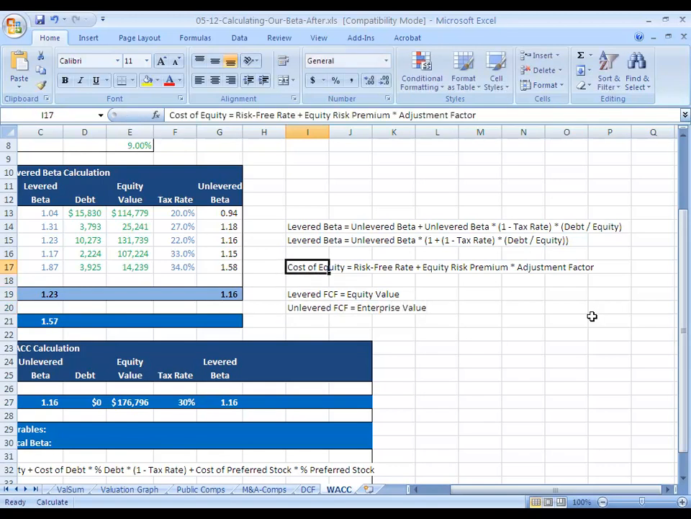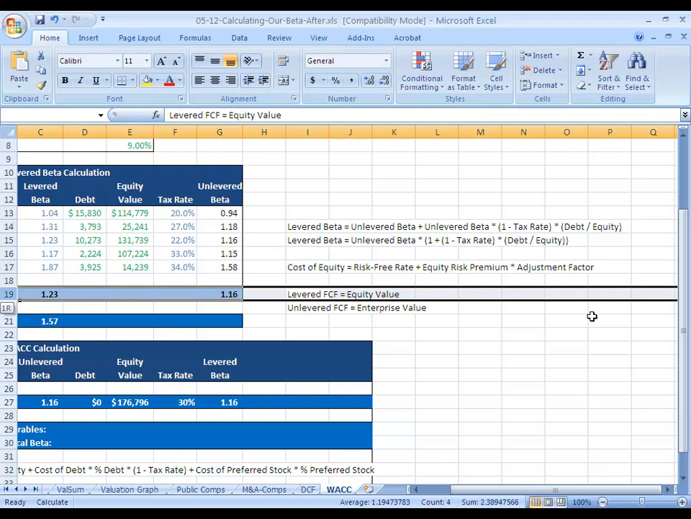So think about what we're actually doing here. We're looking at the cost of equity. We're not looking at the cost of enterprise value or the cost of enterprise. We're looking at the cost of equity right here. We're only focusing on the equity of the company. And so for the adjustment factor, we want to be using the levered beta because we want to be taking into account the effects of debt here. Very similar to why levered free cash flow leads to equity value here.